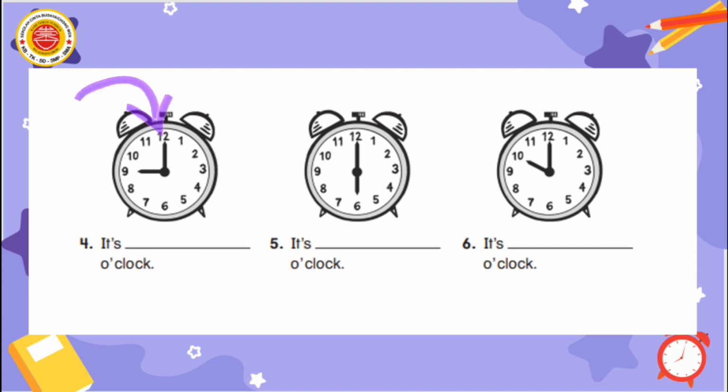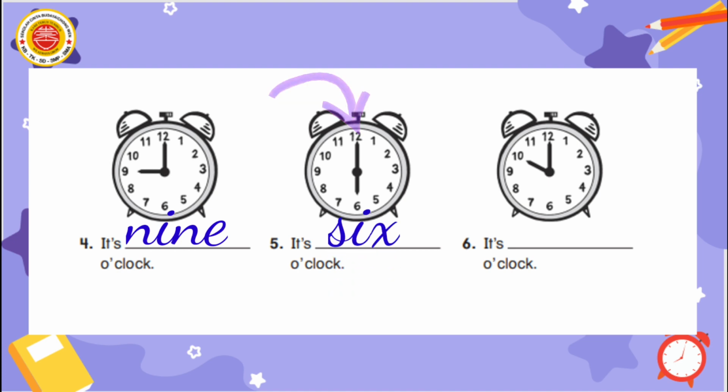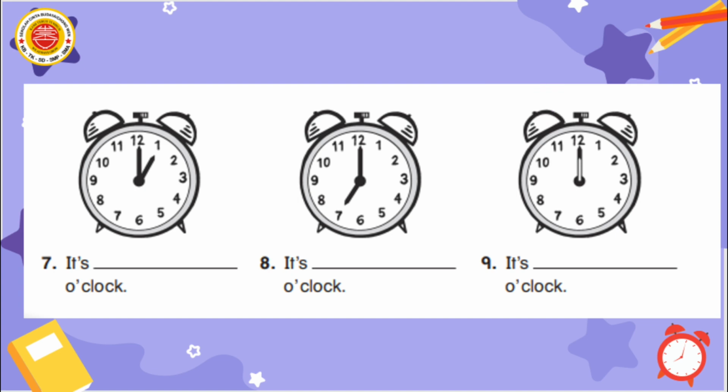Right, it's 9 o'clock because long hand or minute hand is pointing to 12 and short hand or hour hand is pointing to number 9. Next, number 5. What time is it? Yes, right. It's 6 o'clock. Next, what time is it? That's correct. It's 10 o'clock.